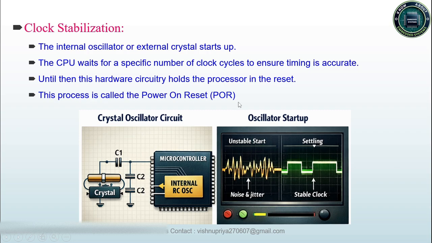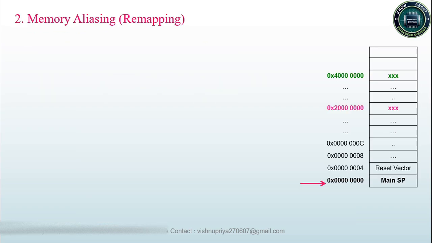Okay, so your voltage should get stabilized and the clock also should get stabilized. Then only the processor will exit from the power on reset, or else your processor will still be in a power on reset state. So this is called power on reset. One is power on reset and one is clock stabilization.